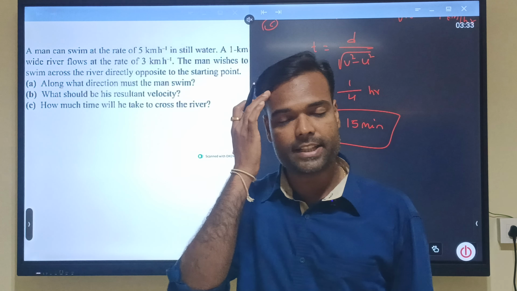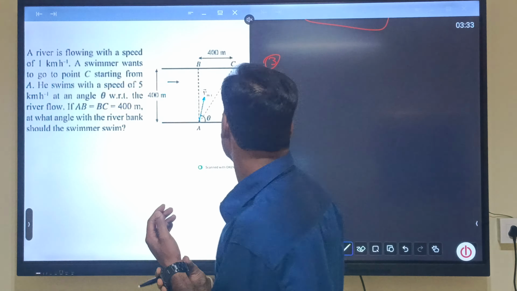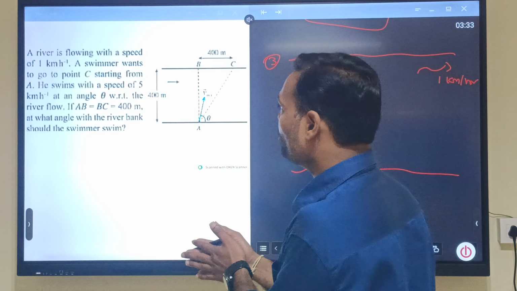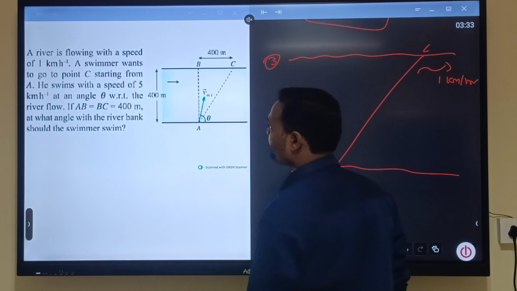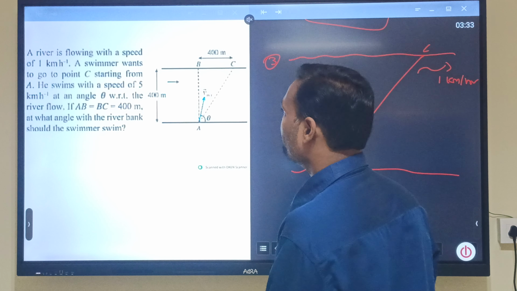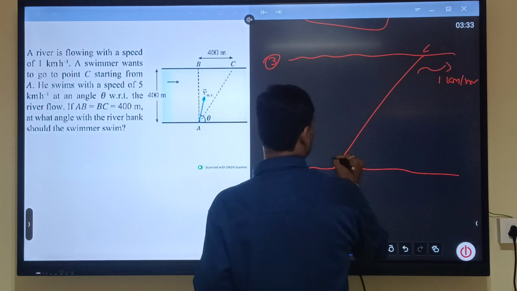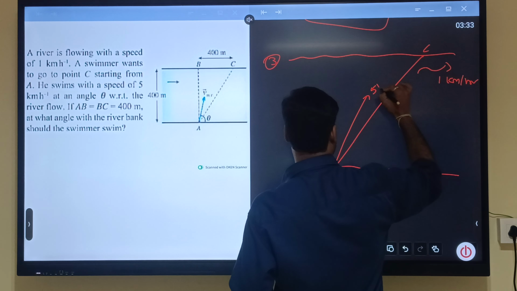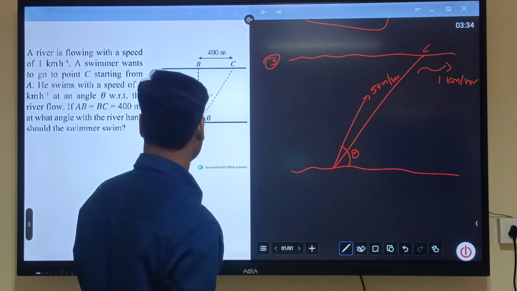Now the third one is, see here, a river is flowing with a speed of 1 kilometer per hour. A swimmer wants to go to the point C. So suppose he wants to reach this point. Starting from A, he swims with a speed of 5 kilometers per hour at an angle theta with respect to the river flow. That means he started his journey like this, 5 kilometers per hour, and this is theta.